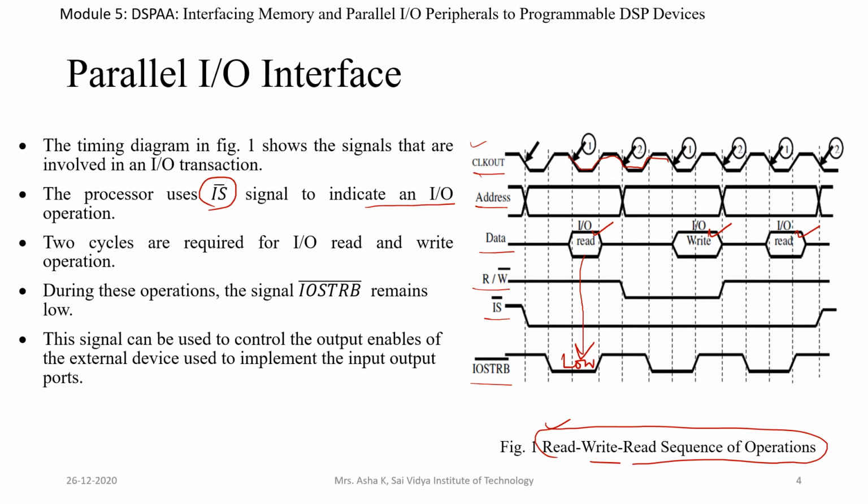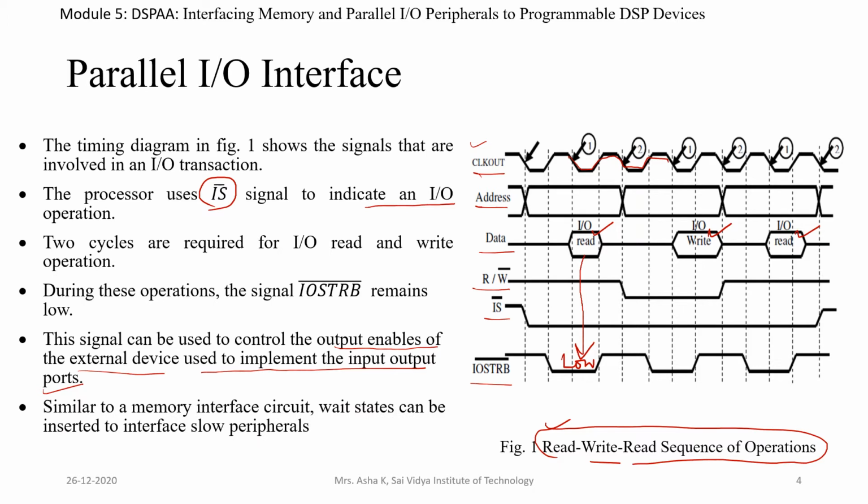This signal can be used to control the output enables of the external device that is used to implement the input-output ports. Similar to a memory interface circuit, this is nothing but a parallel input-output interface circuit. We can introduce software wait states here. Certain wait states can be inserted to interface slow peripherals. So similar to the memory interface circuit, we can use wait states in this interface circuit also.